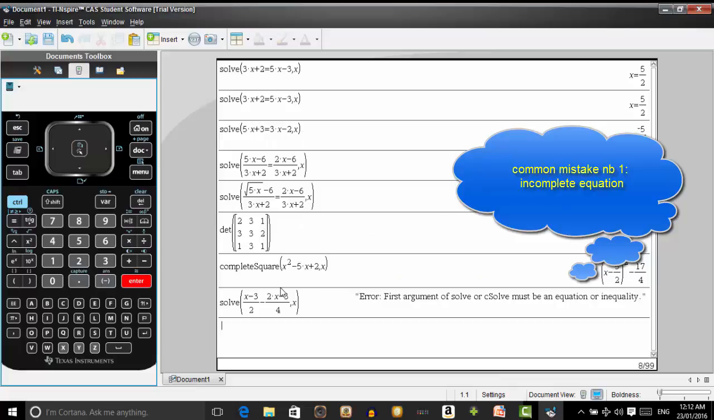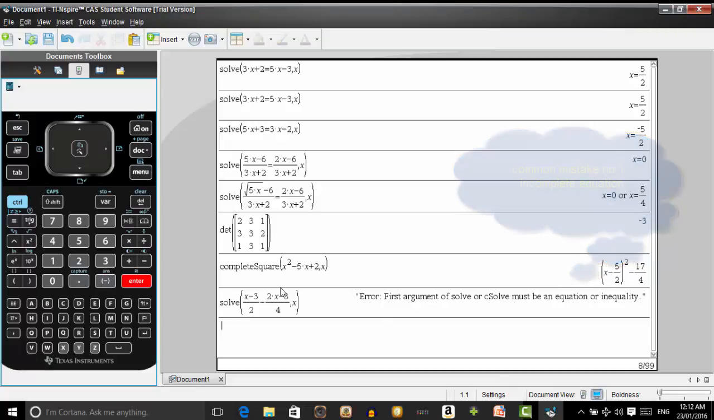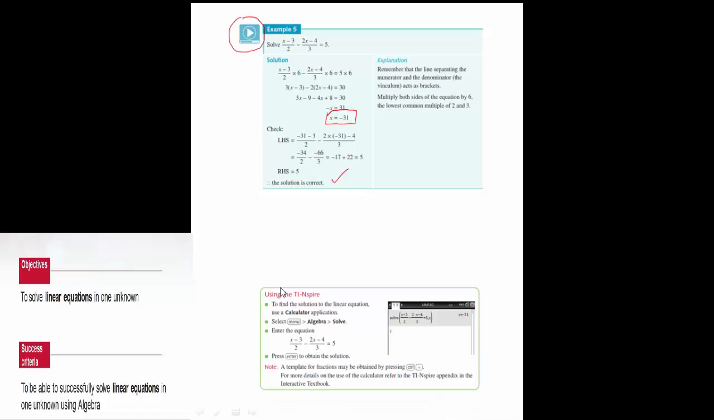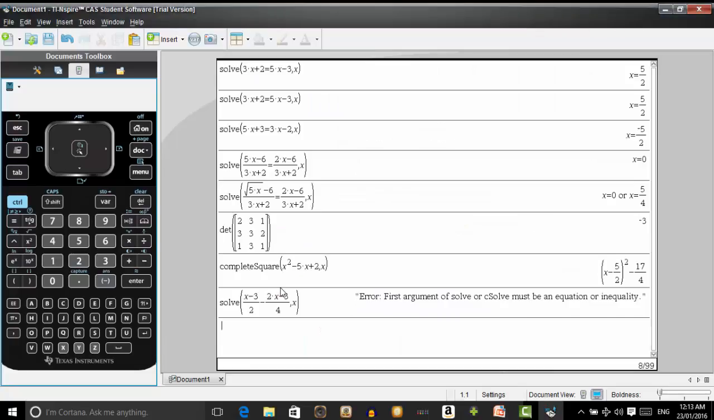Notice, what did we also miss? What is it going to solve? We didn't tell it what it's equal to. Let's go back. It's equal to 5. So we put the first part, but which point are we looking for? We're looking for the point when the difference of these two is equal to 5. So there's nothing for it to solve unless we put that in.